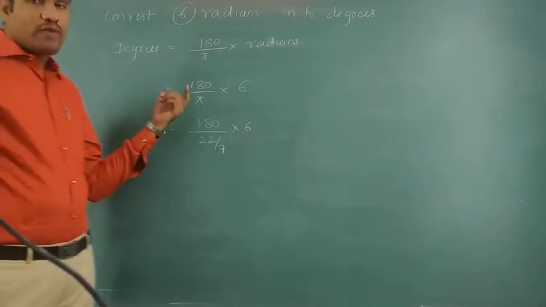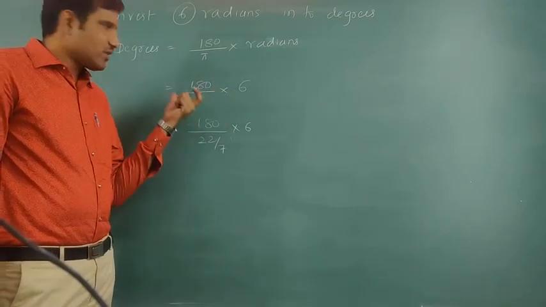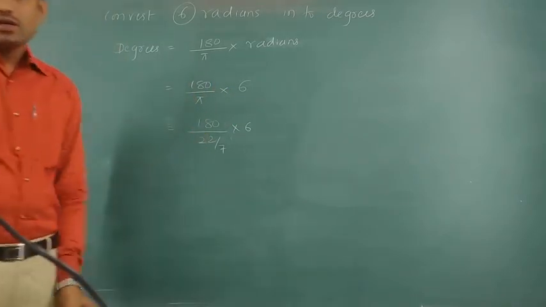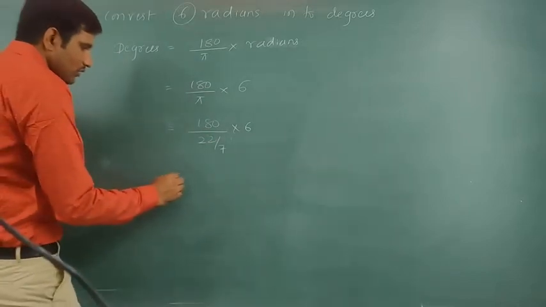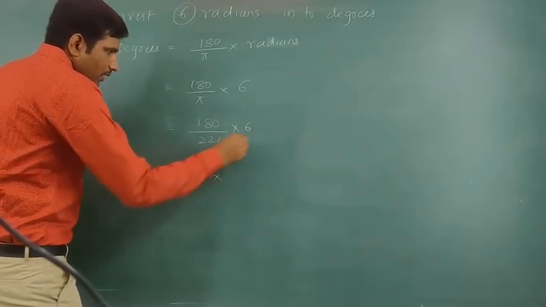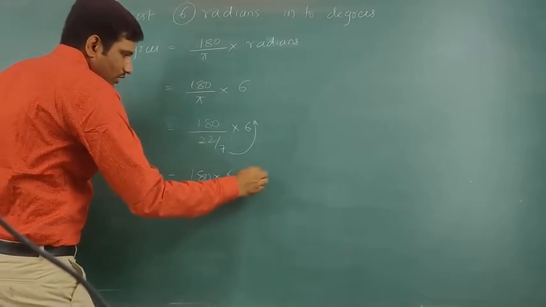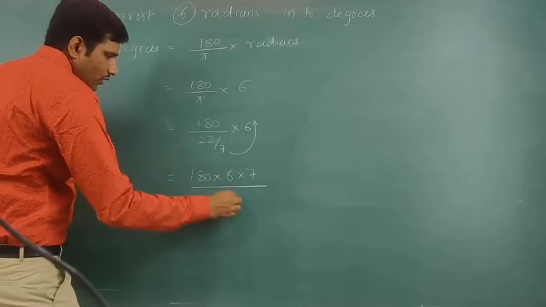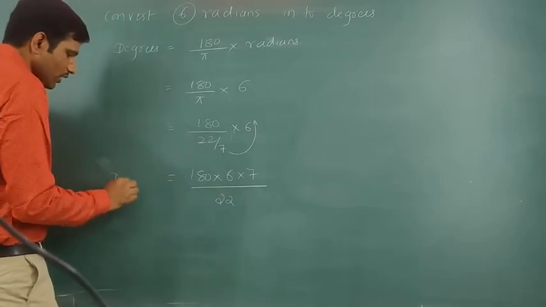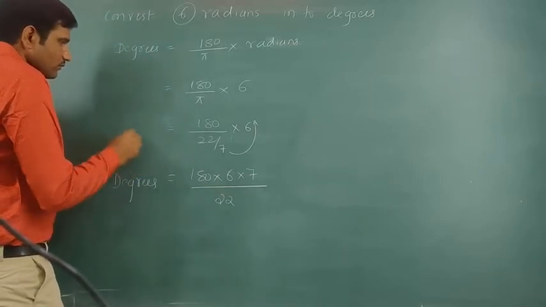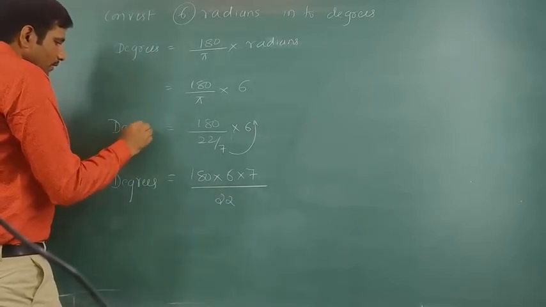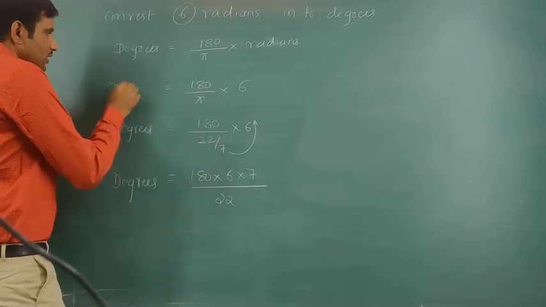If pi is cancelled then it is okay. If pi is not getting cancelled, substitute pi as 22 by 7. Now this is 180 into 6 into the 7 will go to the numerator, into 7 divided by 22. Tell me the answer, students, by using the calculator. Tell me the simplified answer by using the calculator.